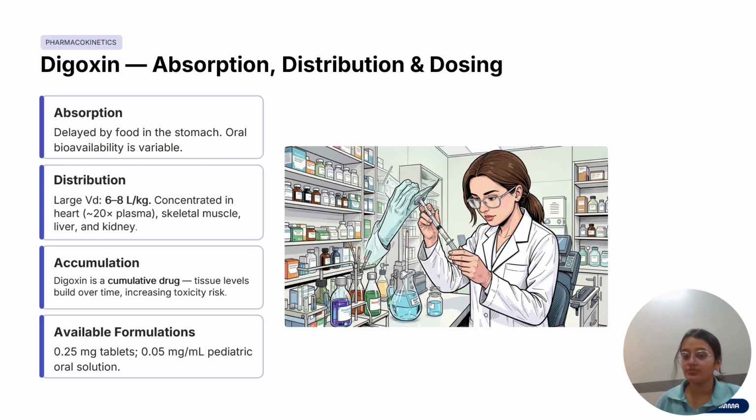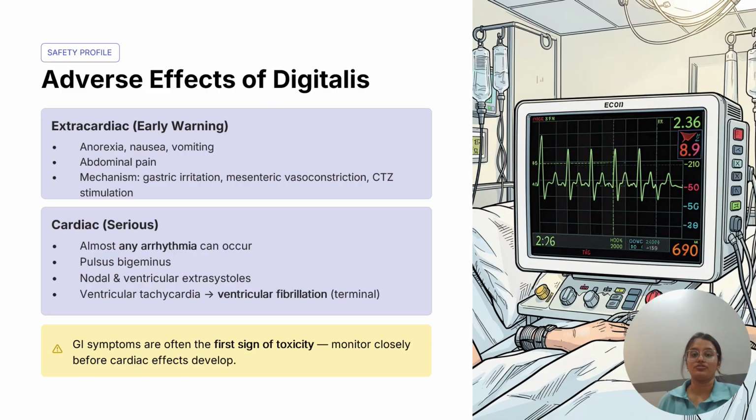Now, digoxin absorption, distribution, and dosing. Pharmacokinetics, basically. It is absorbed orally, and oral bioavailability is variable. Distribution is concentrated in the heart, liver, muscles, kidney, etc. Accumulation: it is a cumulative drug, and the cumulative effect leads to toxicity. Available formulations are 0.25 mg tablets and 0.05 mg per milliliter in the pediatric oral solutions.